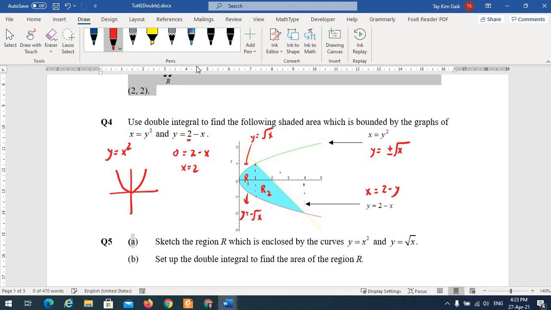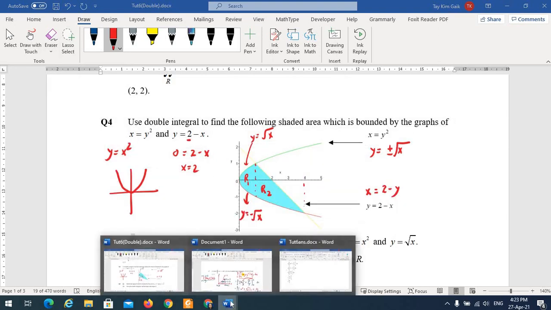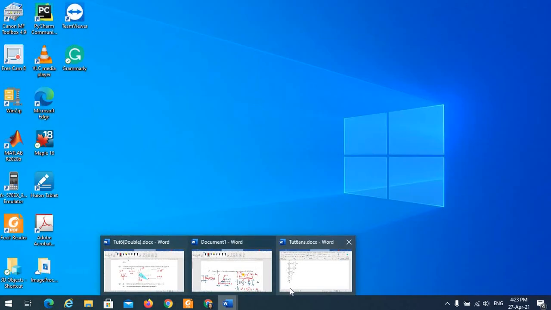So the easier way for this question is to use dx dy. Integrate using dx dy, then you have only one region, the whole continuous region where the left curve is always x equal y squared and the right curve is always x equal to 2 minus y. We pick the easier one.